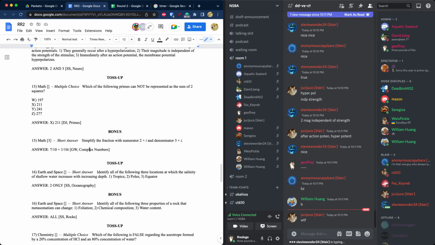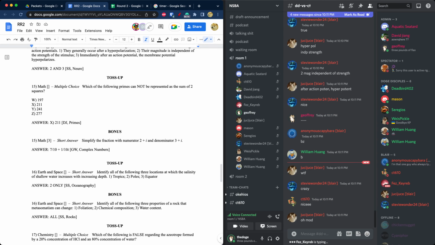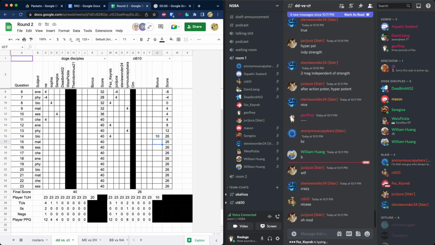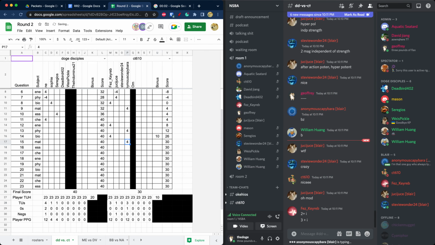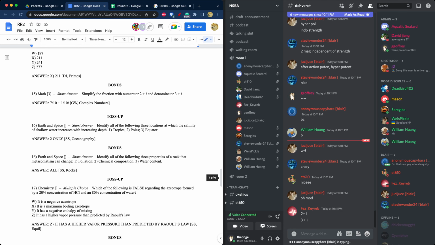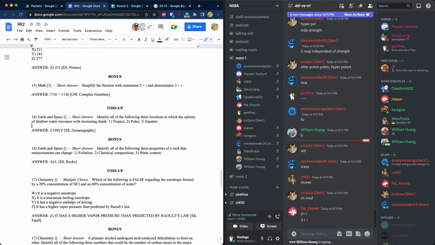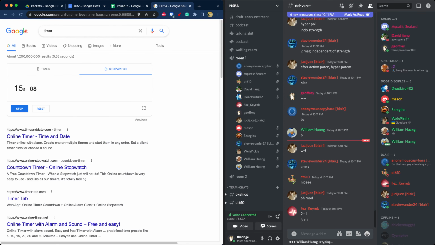Bonus math. Nice. Simplify the fraction with numerator 2 plus i and denominator 3 plus i. Seven tenths plus i over 10. Five seconds. Go for it. 7 tenths plus i over 10.